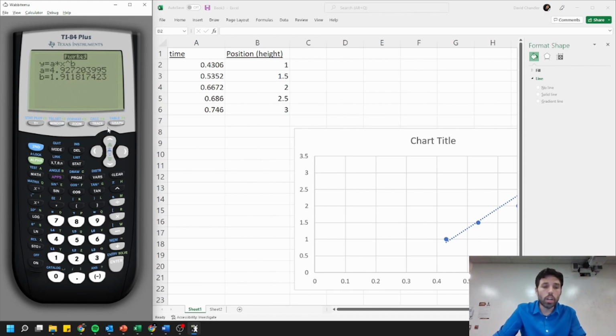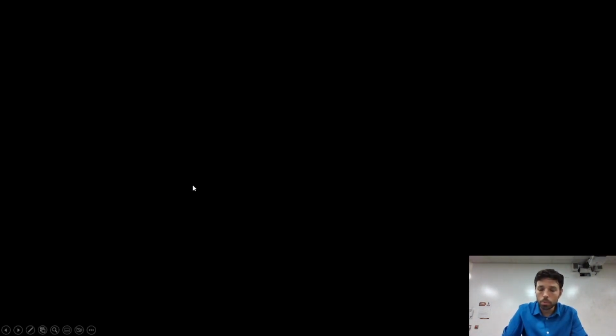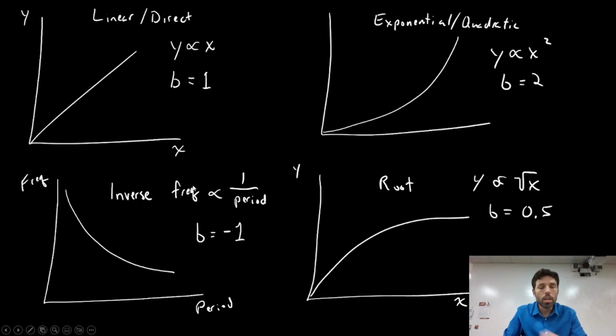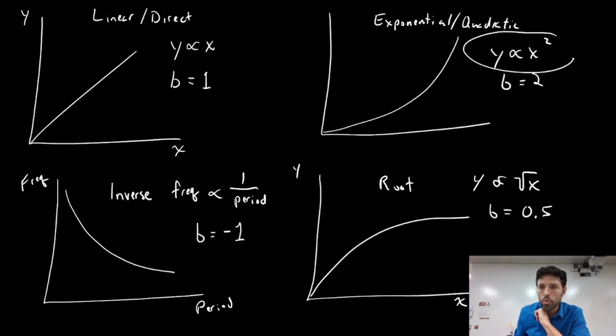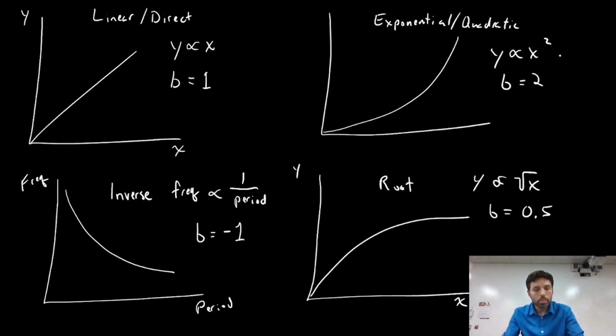1.9 is awfully close to 2, isn't it? And remember 2, go back up to here, 2 was exponential or quadratic. And I believe I misspoke during 2nd period today. I don't know why I said root, but it's not root, it's quadratic. It's exponential. It's an x squared relationship. So now we know that.